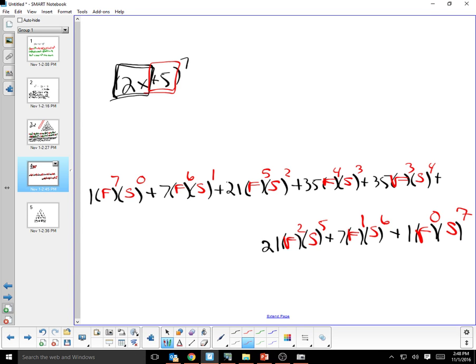Now, here's why you didn't see a couple of different things going on. Did I need the 1? No. Why would I need this one? Because it's just also a 1. That's why you only saw F, 2x to the 7th power. And then you follow the pattern. And that's how you do a binomial expansion.